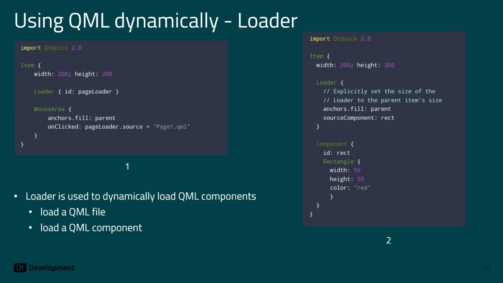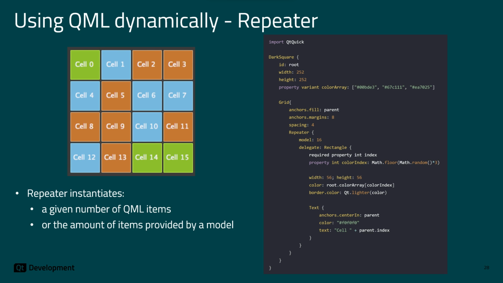In the second example, the loader item is set to fill the parent item, and the rectangle component with ID rect is set as the source. Setting the source component property to undefined destroys the currently loaded object, and the resources will be freed, leaving the loader item empty. The repeater item is used to create a large number of similar items.